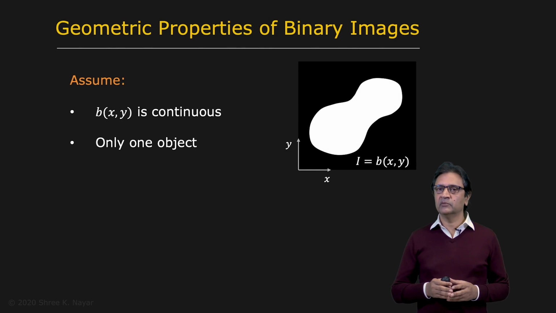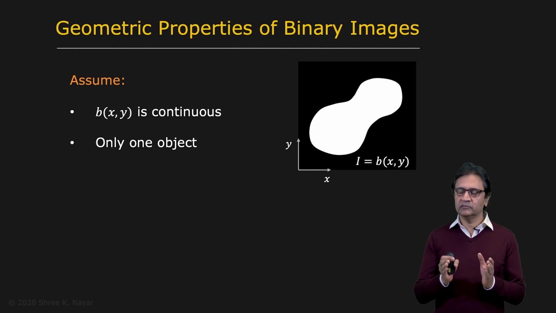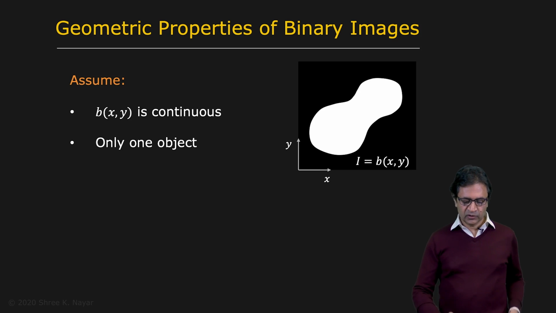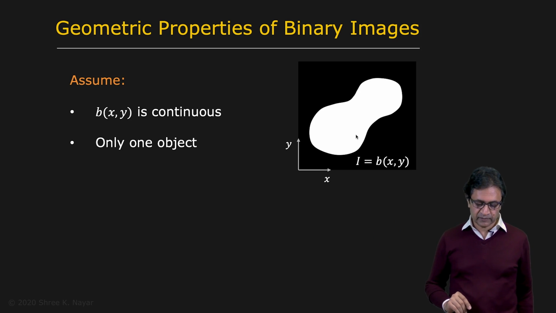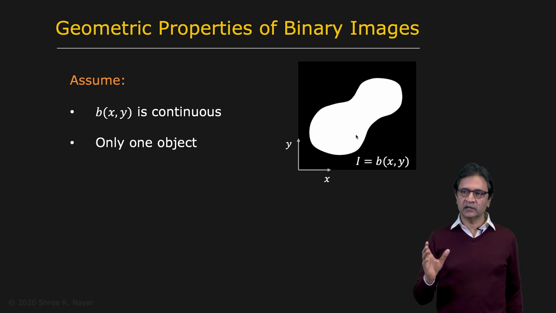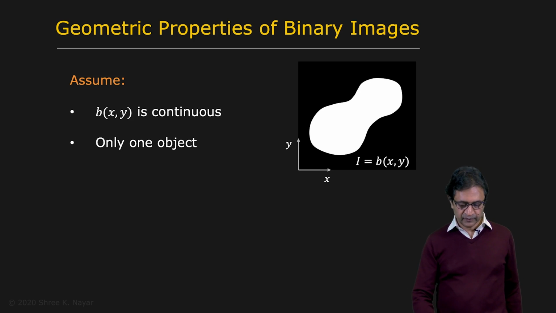Now let's take a look at how we can compute some very simple but very useful properties of binary images. Let's assume that the binary image shown here is continuous. We'll talk about discrete binary images later. Let's also assume that for our purposes here, there's only one object in the binary image. So you have b(x,y), that's your characteristic function, which is 1 on the object and 0 outside. x and y are the spatial coordinates.